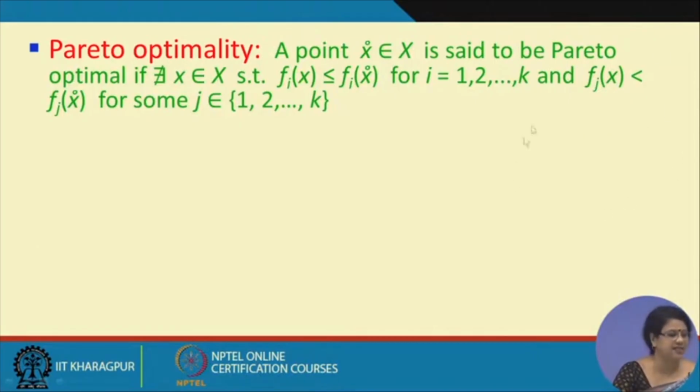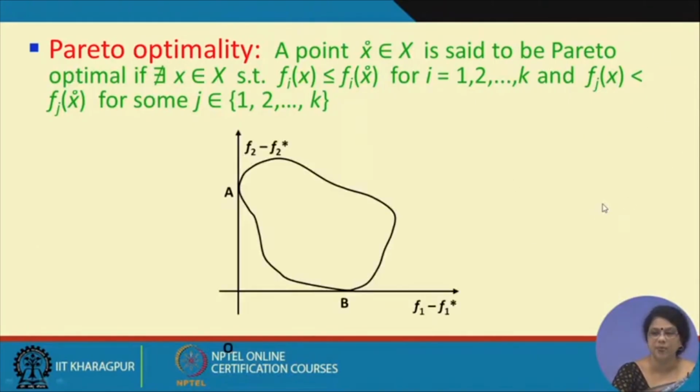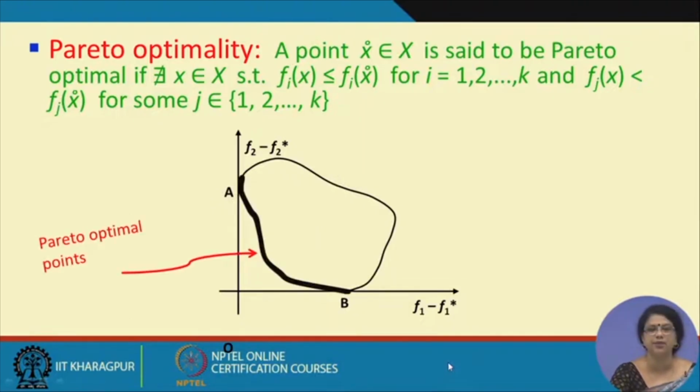Now, if I summarize and say something about Pareto optimality, there is a function, and this is the domain of the function. There are two functions, two criteria. We are minimizing both f1 and f2, and this is the feasible space where an infinite number of alternatives are there. Then if I consider the edge of this feasible space from A to B, that is the Pareto optimal frontier, rather the Pareto optimal points.